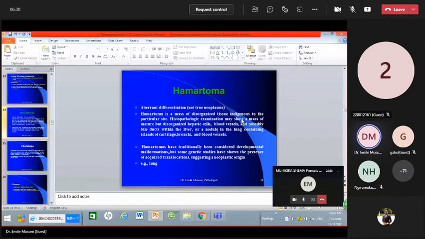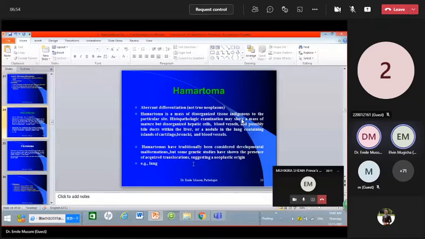They say hamartomas have traditionally been considered developmental malformations, but some genetic studies have shown the presence of acquired translocations, suggesting a neoplastic origin. For example, in the case of the lung, and even in the breast, some hamartomas are found.